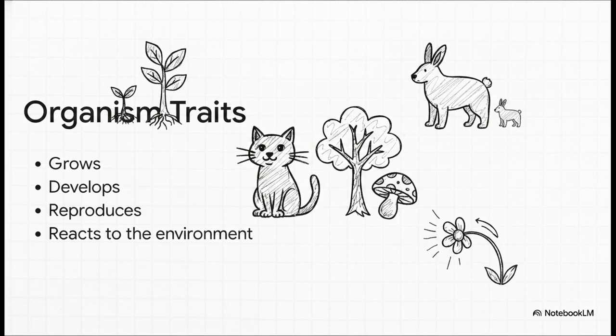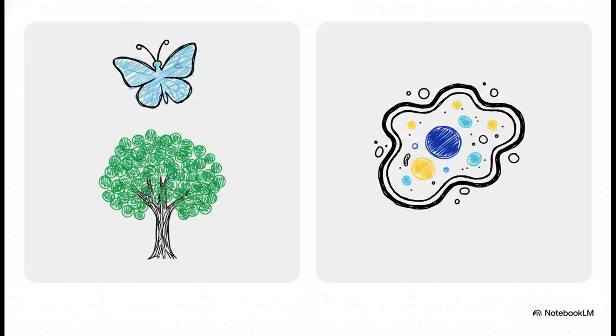So whether it's a massive redwood tree, a cat hanging out in your living room, or just a tiny little mushroom, if it does those 4 things, boom, science says it's an organism. Now, obviously, organisms come in wildly different levels of complexity. On one hand, we've got multicellular organisms. These are made of many cells, like a butterfly, a tree, or, well, you.